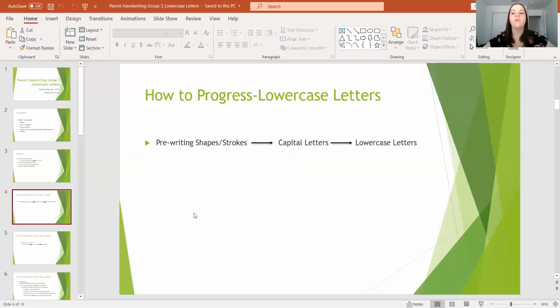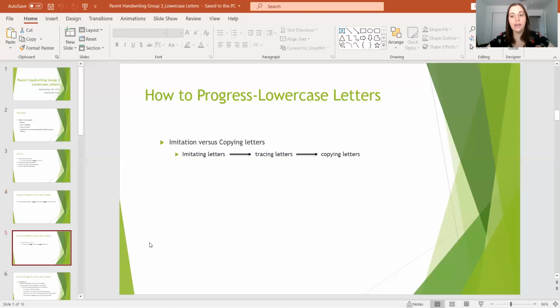So today we're talking about lowercase letters. We have already talked about the pre-writing shapes and strokes. We've already talked about capitals. Once we master those, or the kiddo has a pretty good understanding of those, then it's time to move on to the lowercase letters. And again, same principle as we talked about before with the capital letters and even with our pre-writing shapes. It's best to move in this progression as well when teaching our lowercase letters.